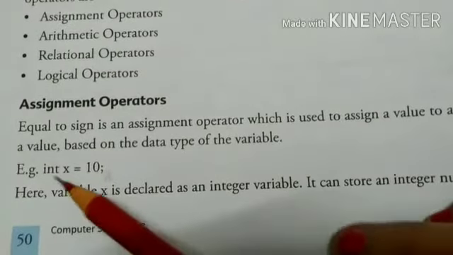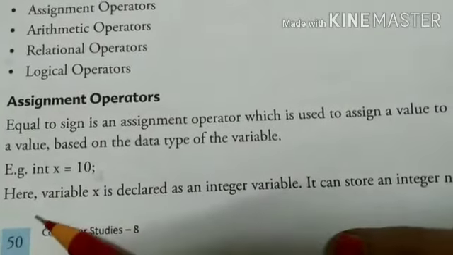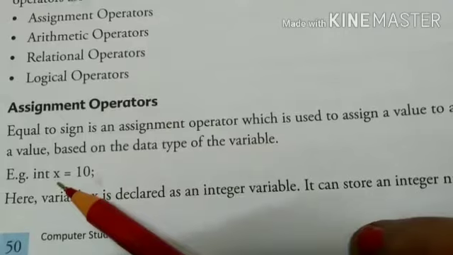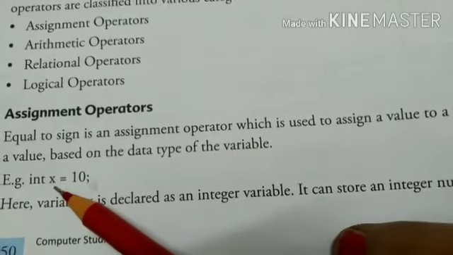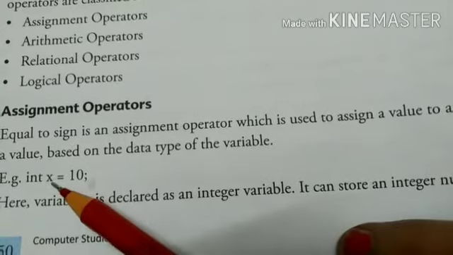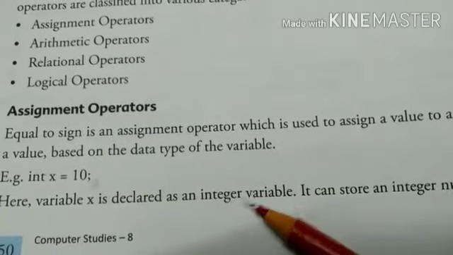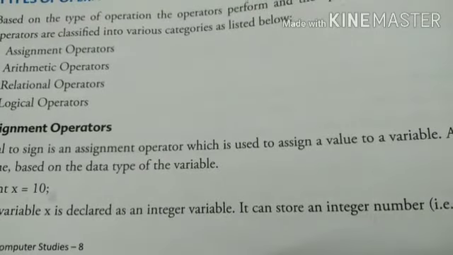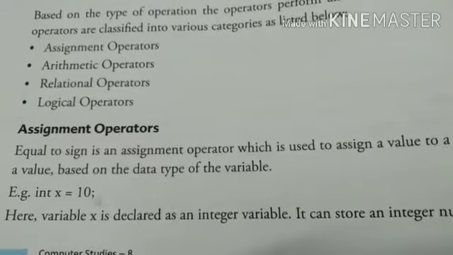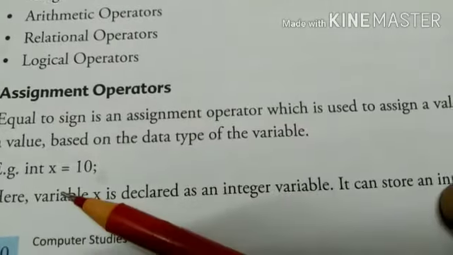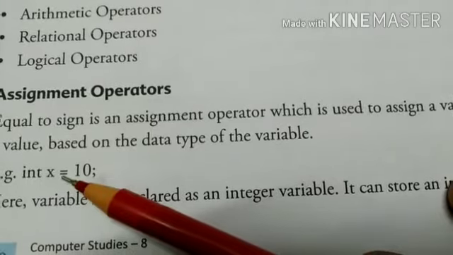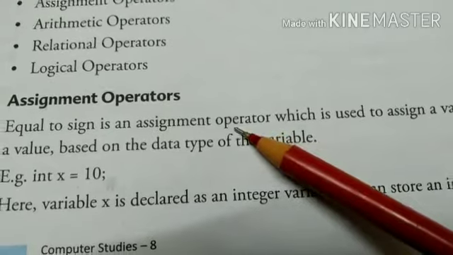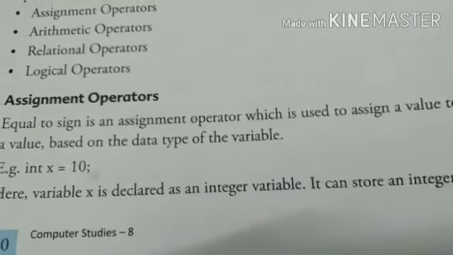As you can see in the teaser, x is equal to 10. Here the variable x is declared as an integer variable, which means the value is an integer. It is not a float, meaning it is not a decimal number, and it is not a character. It is an integer variable and it can store an integer number, and that is 10 given. Here we are assigning the value with the help of equals to. So the equals to sign is an assignment operator which we use for assigning a value.